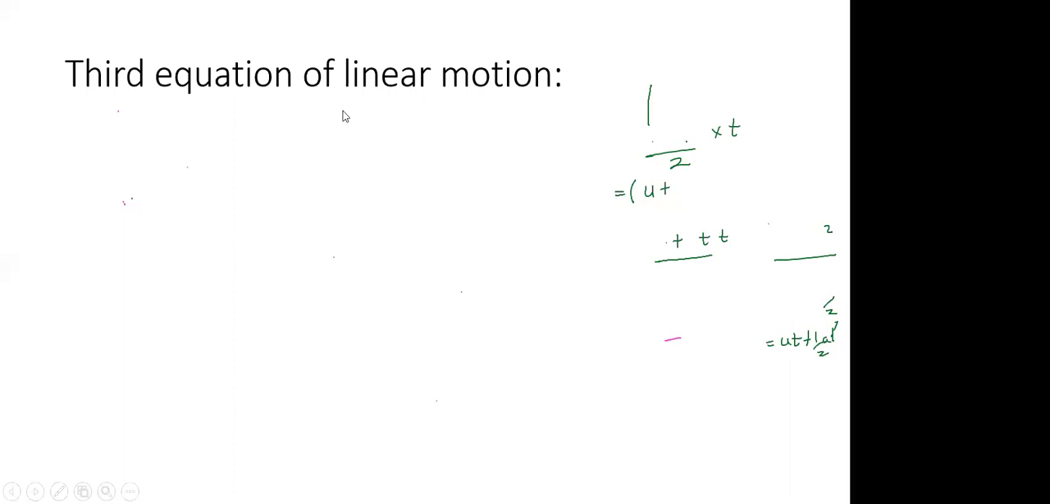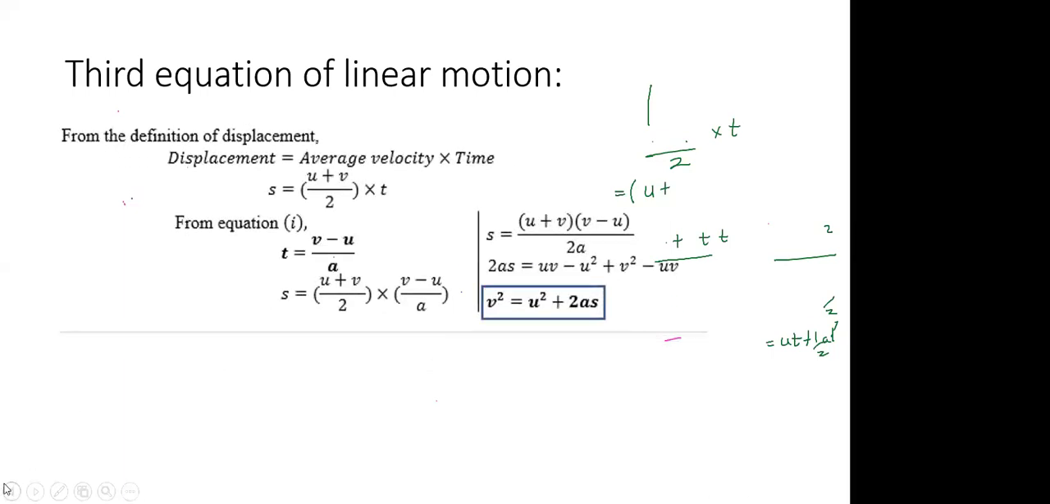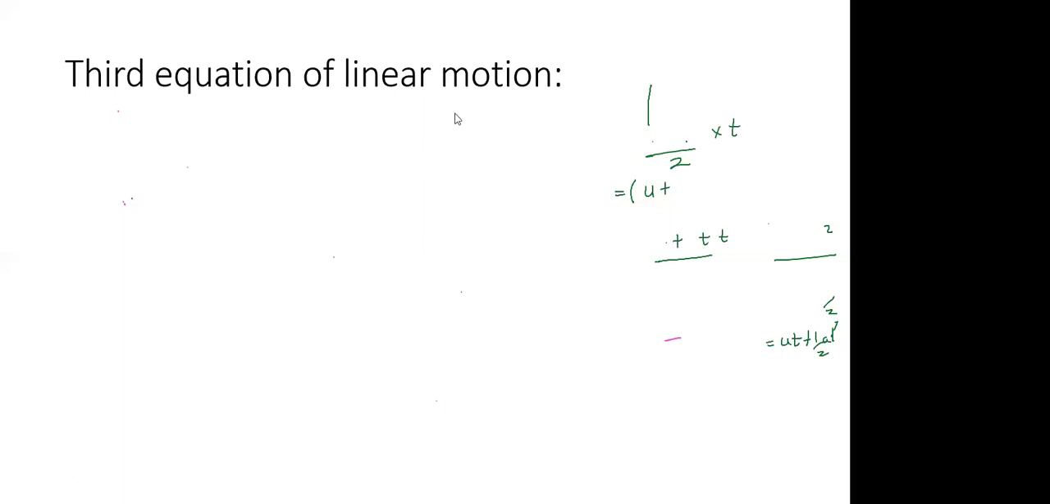Now the third one, like I told you, there are three things we talk about: displacement, velocity, and now the third one is going to talk about the acceleration. So that is the last one we are going to look at. Now when it comes to the third one, we follow the same procedure. We derive it in the same way like how we derive the other one. But the only thing we eliminate is one thing, and that is time. So how do we bring it out?